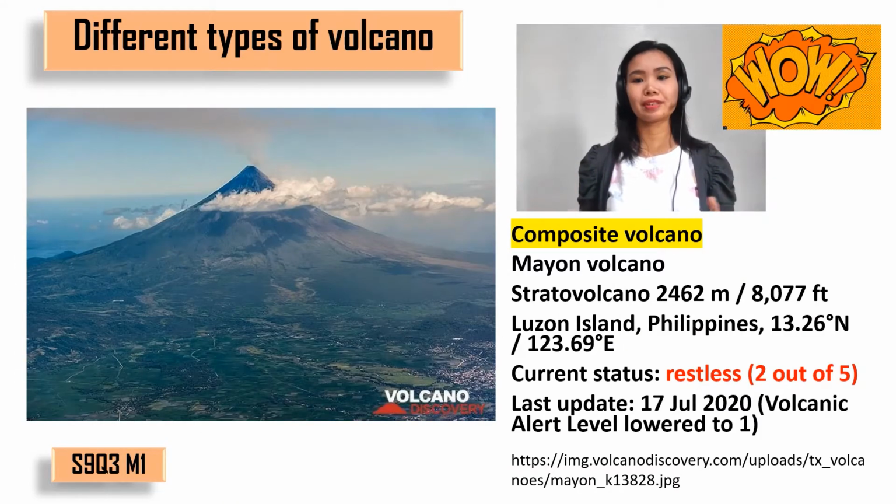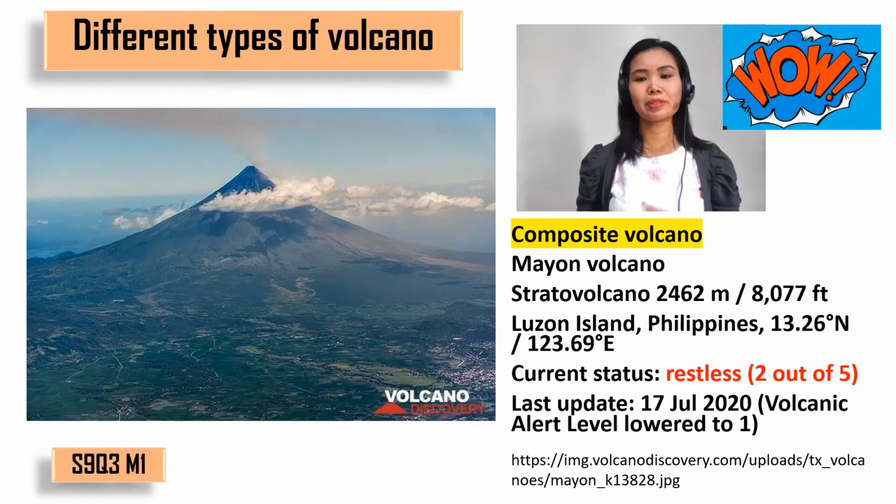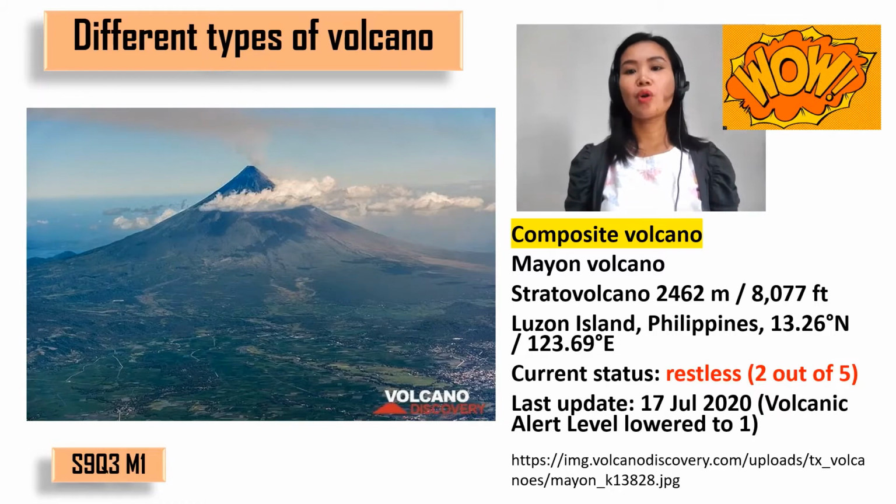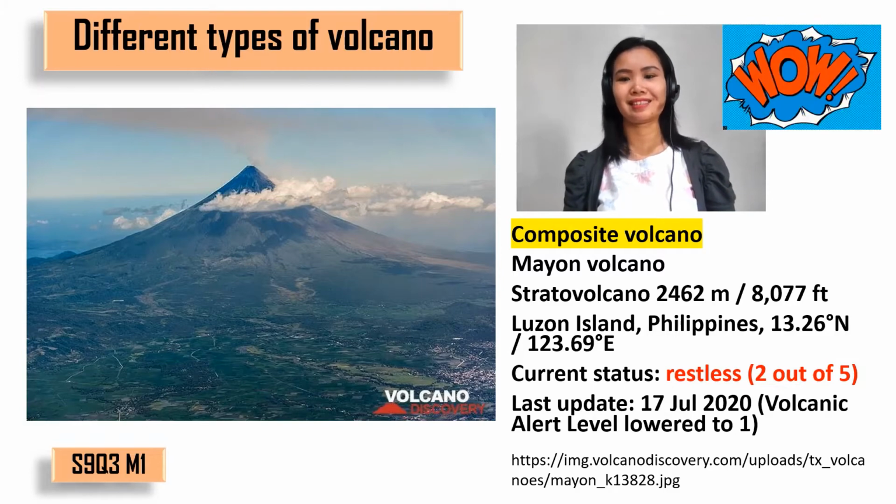So what we have here is an example of a composite volcano found in the Philippines. And did you know that last July 17, 2020, it was recorded that volcanic alert level lowered to 1. So what is this composite volcano? As you can see in the picture, it can be described as a large, nearly perfect slope structure formed from alternate solidification of both lava and pyroclastic deposits.